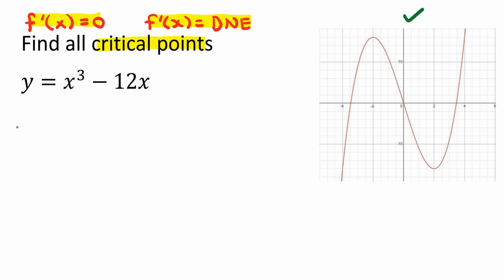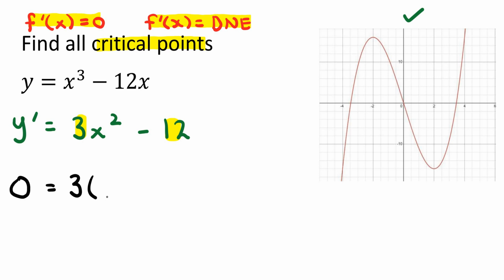So step number 1, let's go ahead and find the derivative. So y prime equals 3x squared minus 12. And then for critical points, that happens when the derivative value equals 0. So let's go ahead and plug a 0 on the left-hand side. And on the right-hand side, let's go ahead and factor out the greatest common factor. And in this case, that's going to be a 3. So if I factor out the 3, I get x squared minus 4.